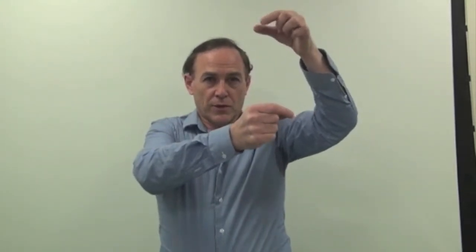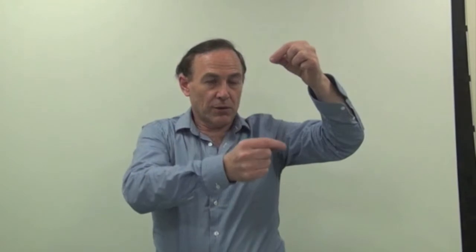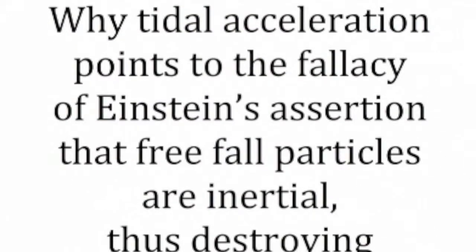Also, if I hold one above the other and let them go, this one being closer to the Earth will have a greater acceleration. So this one accelerates down more than this one does. Between the two, there will be a relative acceleration. This one is accelerating more than this one. Now, these relative accelerations, we call them tidal acceleration.